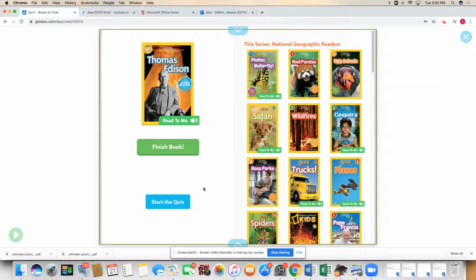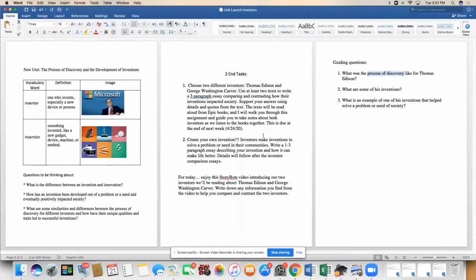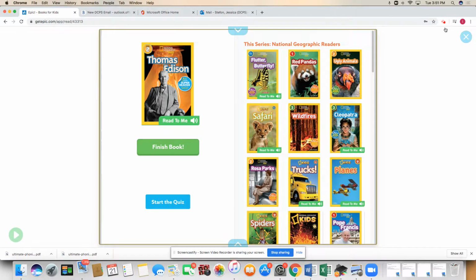We're going to be looking at George Washington Carver and seeing what an incredible inventor he was. And then we're going to go finally into our assignment together about comparing and contrasting these two great inventors. I hope you had a great time reading along with me, and I'll talk to you soon.